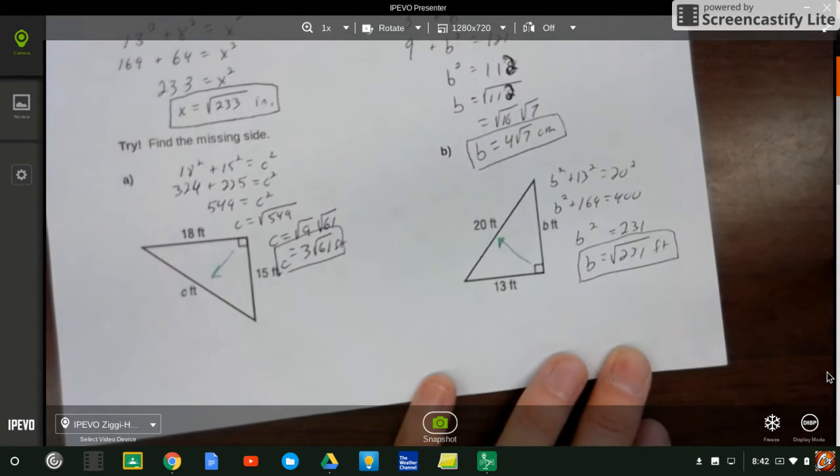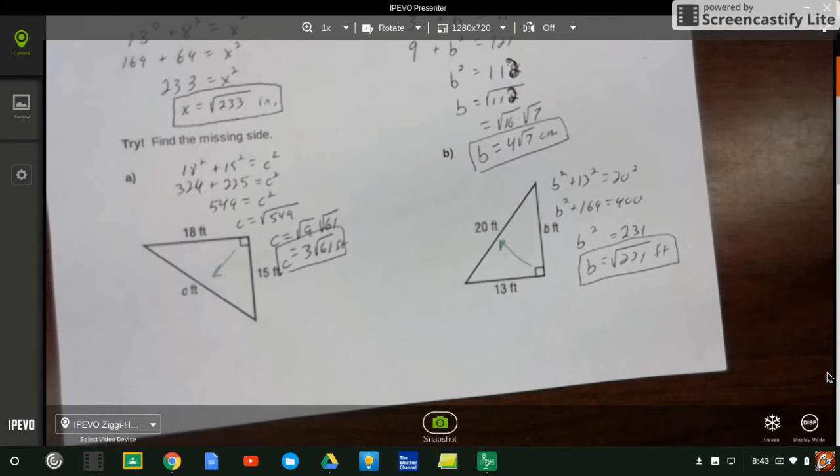And there you go. So that's the Pythagorean theorem. It's very simple. Tomorrow we'll look at a little more to do with this, and we'll go into some bigger problems with the Pythagorean theorem and maybe some word problems.